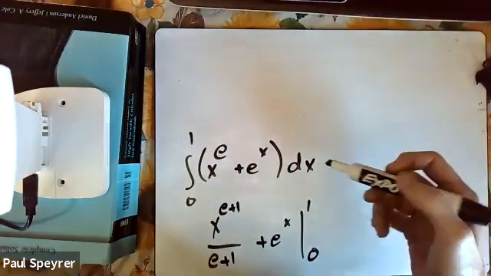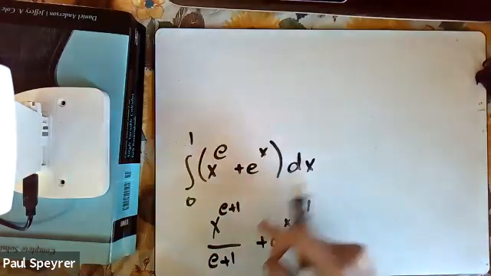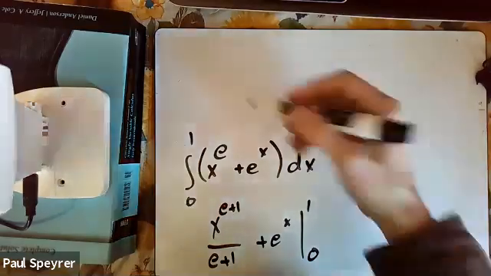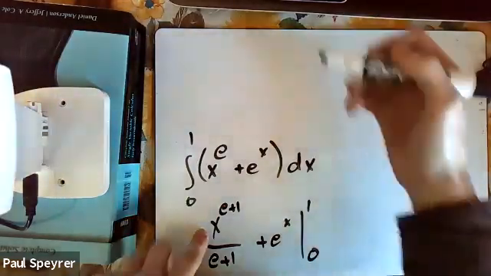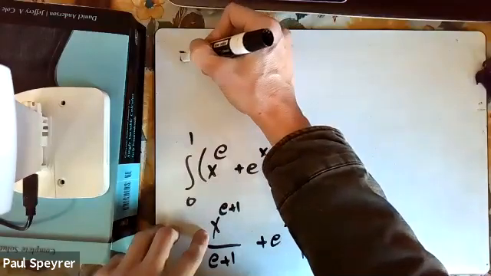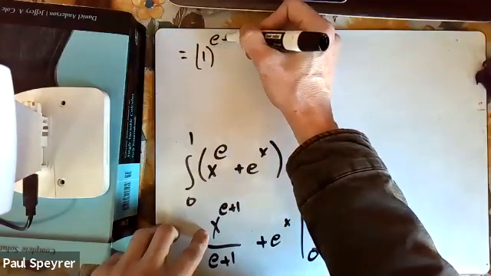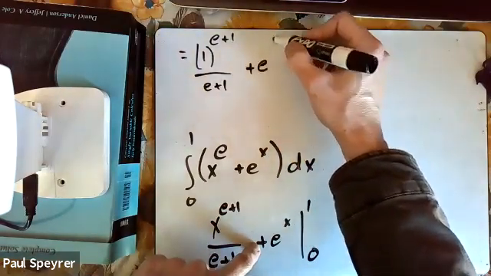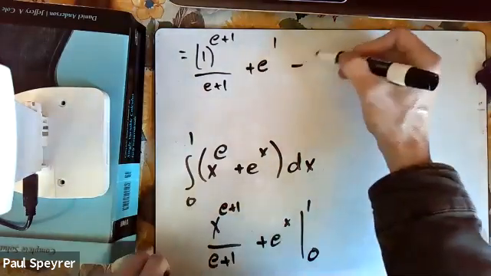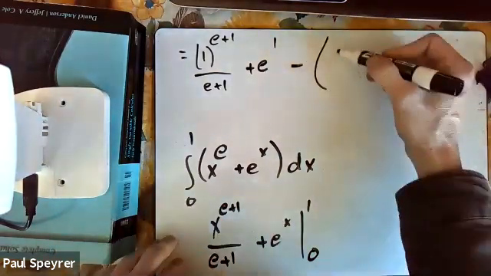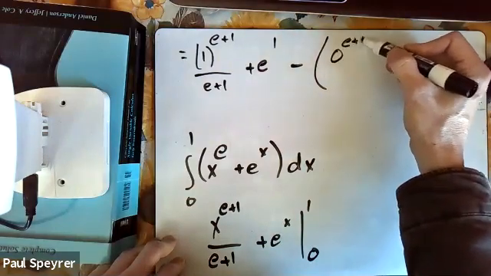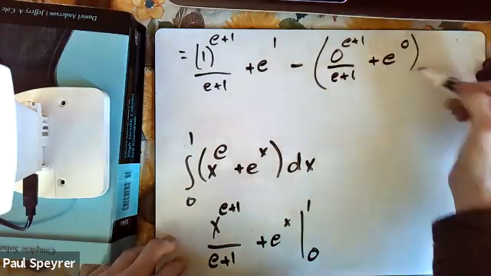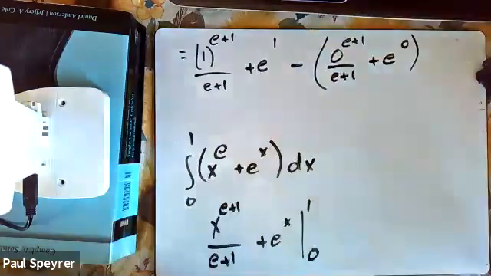So it looks a little wonky, right? How are we going to do it? Well, we're just going to plug the numbers in, and this is going to look bad regardless because it's e, right? We can't do anything with that. So if we substitute the upper limit in, we have 1 to the e plus 1 over e plus 1 plus e to the first, minus the entire bottom limit evaluated at 0. So this is 0 to the e plus 1 over e plus 1 plus e to the 0 power. Remember, you're subtracting the entire bottom limit.